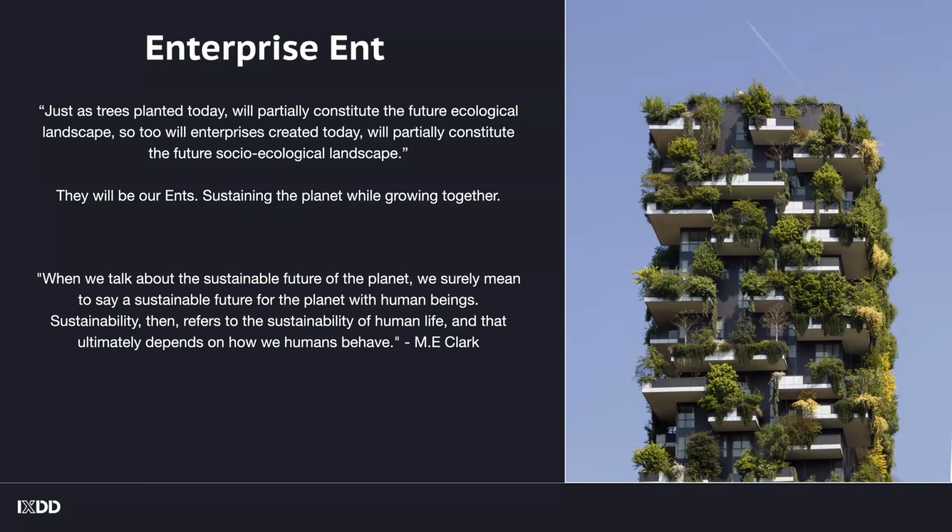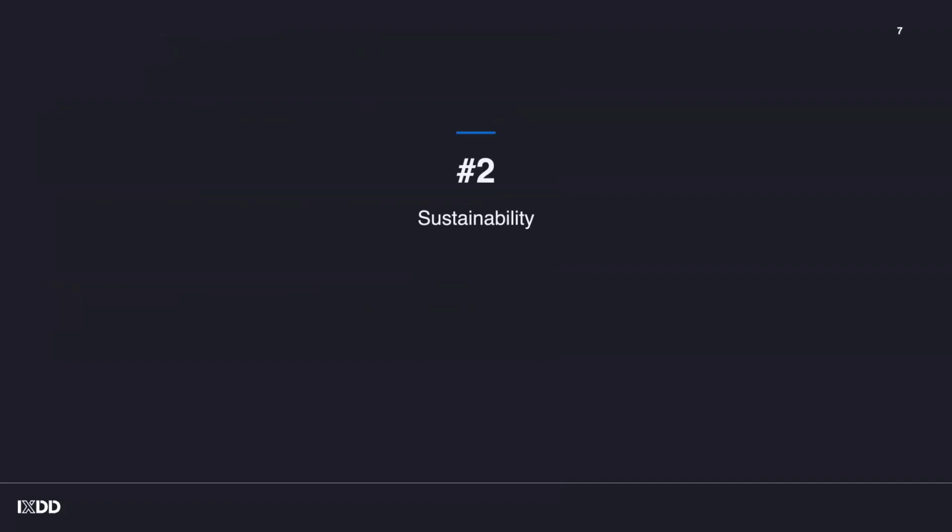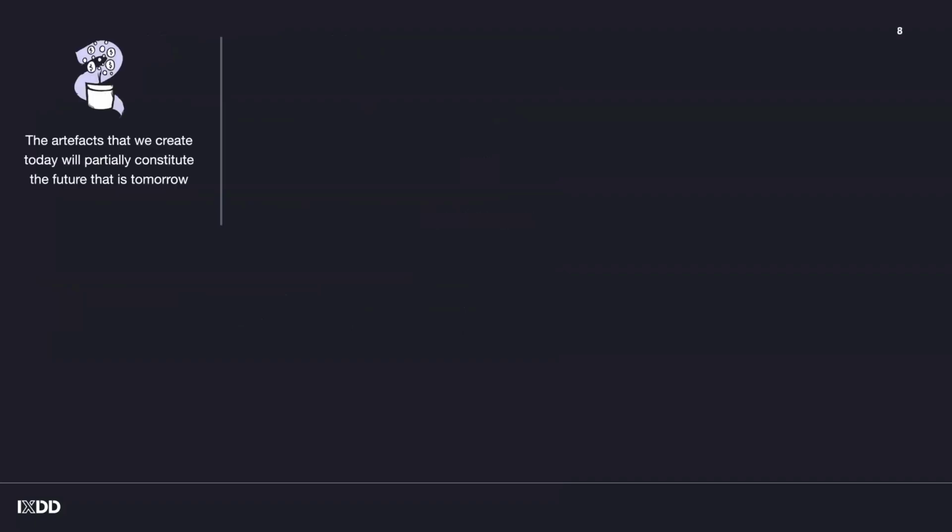Sustainability refers to sustainability of human life also, along with our planet, and that ultimately depends on how we humans behave. The way we interact with our environment is going to shape our future. It's going to lead to sustainability. So the question now is, how do we create these enterprise Ents? But before we even get there, I think it's important to understand what exactly is sustainability. When we talk about sustainability, there are certain concepts that we need to understand clearly before we start changing things. So the very first thing is that the artifacts or the products that we create today will constitute the future that is tomorrow. I think that this is pretty clear.